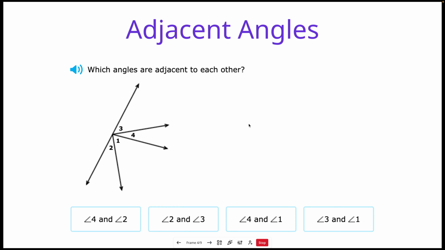Here we go. Adjacent just means side by side. So for example, angle 2 and angle 1 are adjacent because they're right next to each other. But angle 2 and angle 4 are not adjacent because they're not right next to each other. So angle 4 and angle 2, are they right next to each other? No, they are not. Angle 2 and angle 3, absolutely not. Angle 4 and angle 1, yes, they are. And angle 3 and angle 1, definitely not.